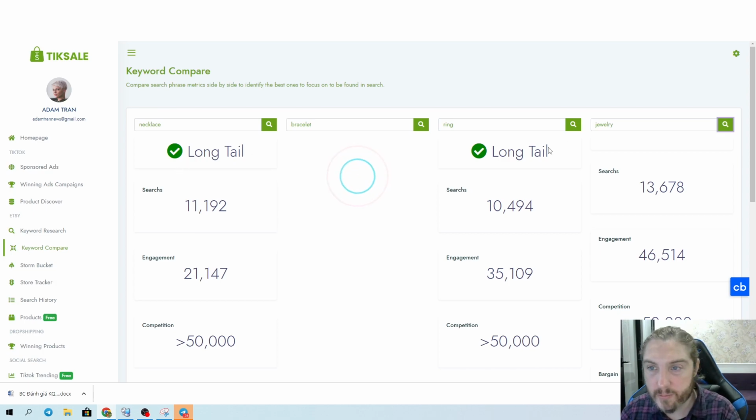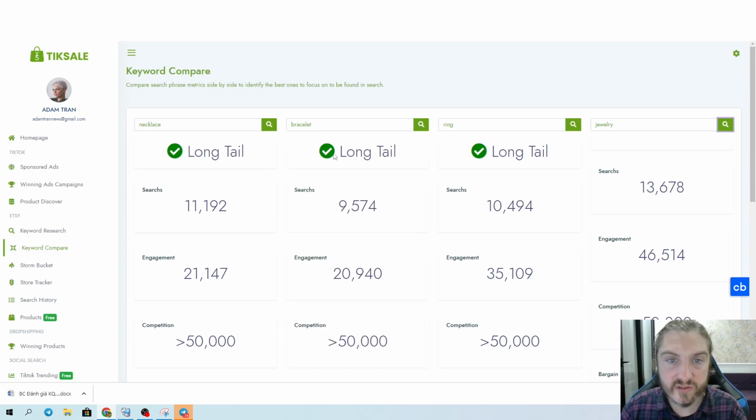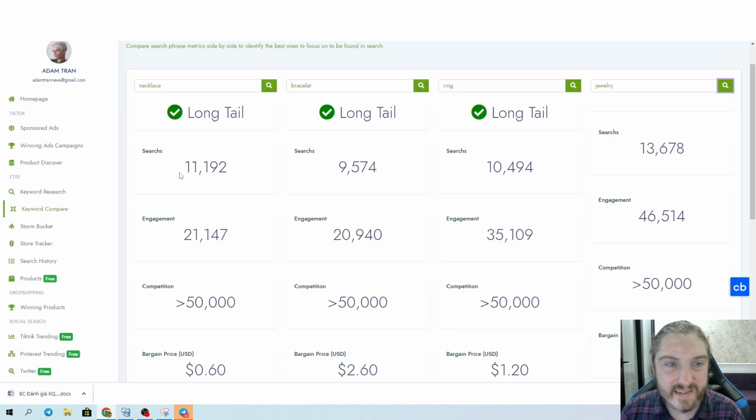So straight away we can see that the first section is saying if there is alternative long tail keywords. So already we can see that necklace, there is options for this, bracelet, there's options for this, ring, there's options for this, jewelry, it doesn't come up as one, but that's kind of because jewelry is almost its own category, right? So, normally you would put jewelry and then what the product is, it's a bracelet or it's a necklace, so that makes sense.